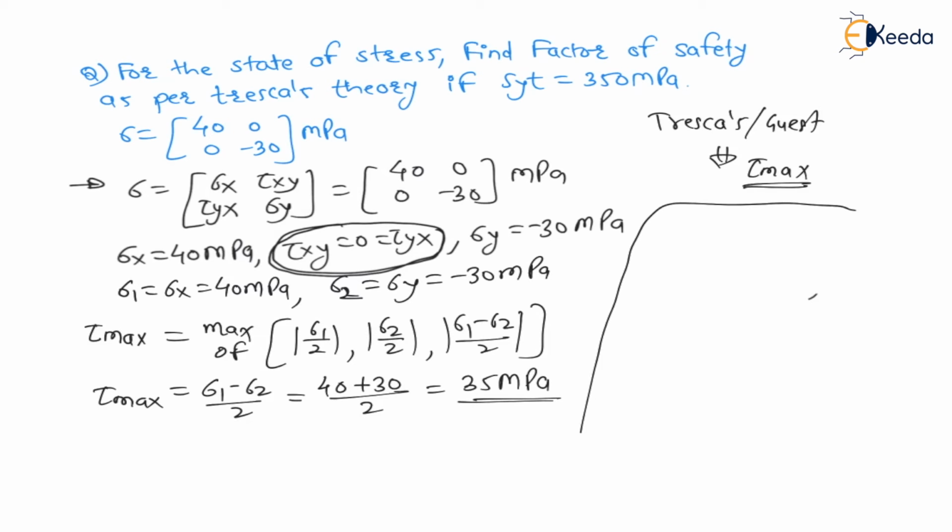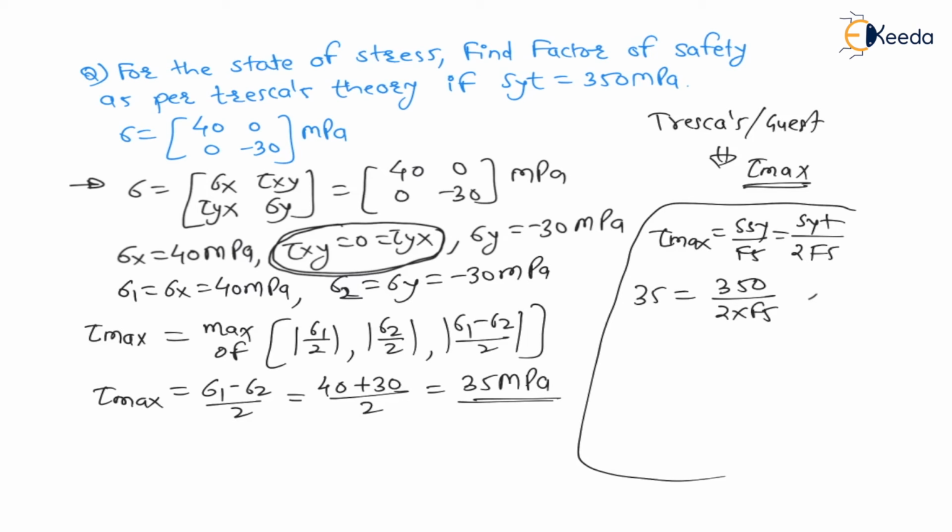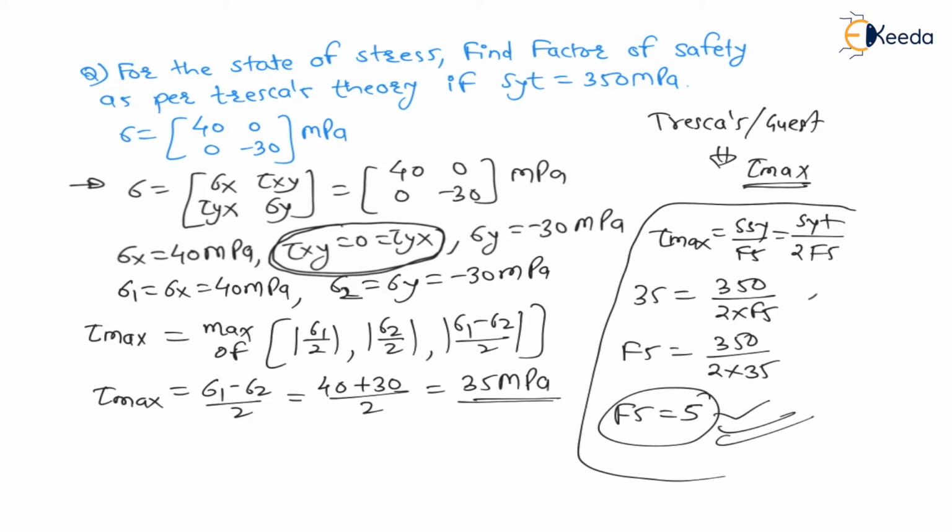And as per gauge theory or Tresca's theory, this maximum shear stress is nothing but SSY divided by factor of safety, where SSY is nothing but SYT divided by 2 in the numerator, and factor of safety in the denominator. Therefore, this tau maximum 35 is equal to SYT, 350, divided by 2 into factor of safety. Therefore, the factor of safety will become 350 divided by 2 into 35. If you solve this, you will find that the factor of safety will be equal to 5. Therefore, the answer for this question is 5. The factor of safety as per Tresca's theory is 5.